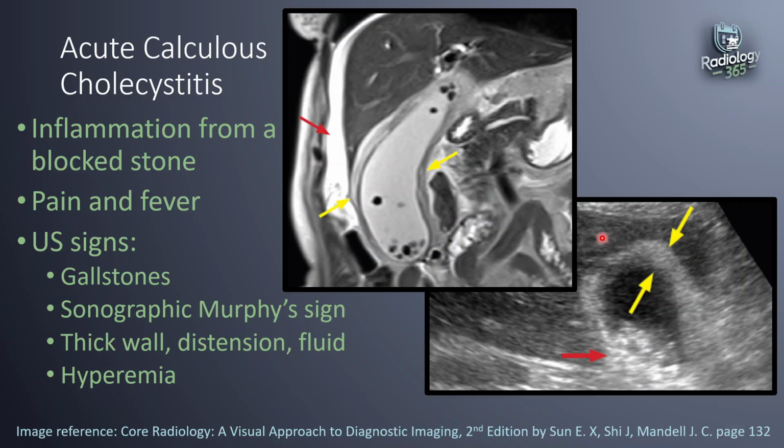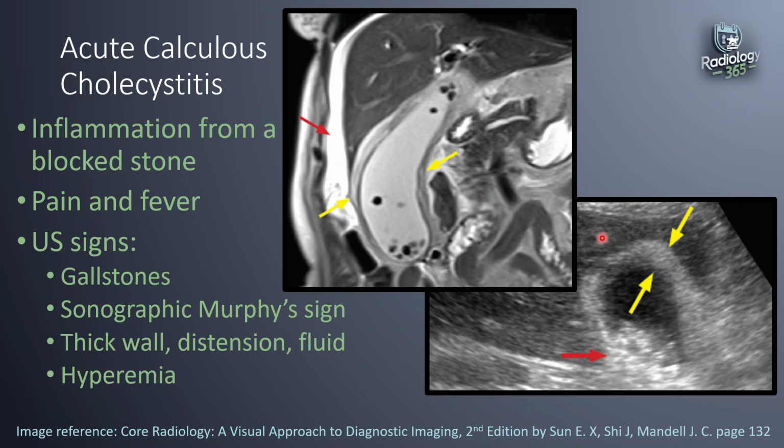Acute calculous cholecystitis. This happens when a stone blocks the gallbladder neck or cystic duct, causing swelling and infection. Patients usually have pain and fever. No single sign confirms it, but ultrasound gives great clues.